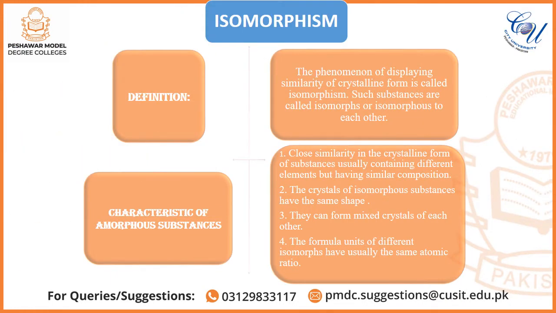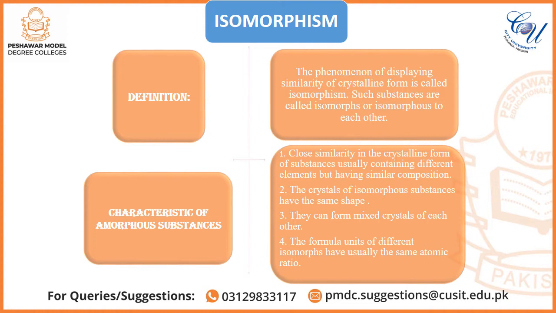The next one is isomorphism. The phenomenon of displaying similarity of crystalline form is called isomorphism. Such substances are called isomorphs of each other. Or we can also define it as there are certain substances which are similar in shape. Two or more different crystalline substances that have the same crystalline shapes are called isomorphs of each other, and this phenomenon is called isomorphism.